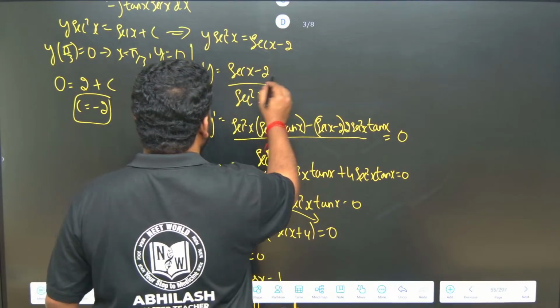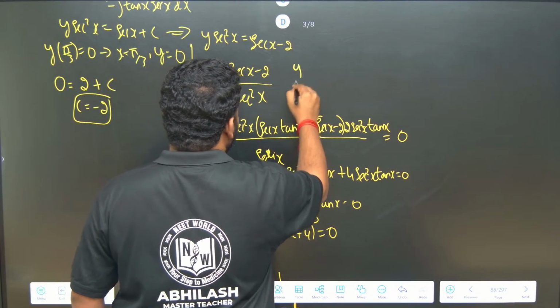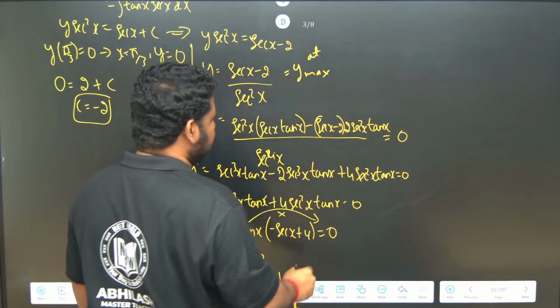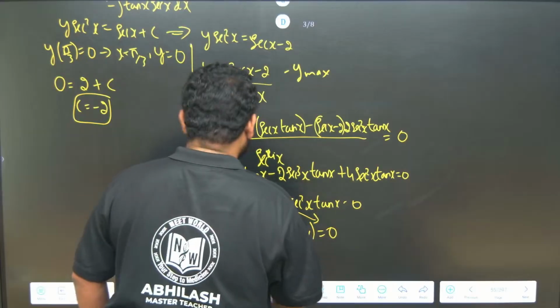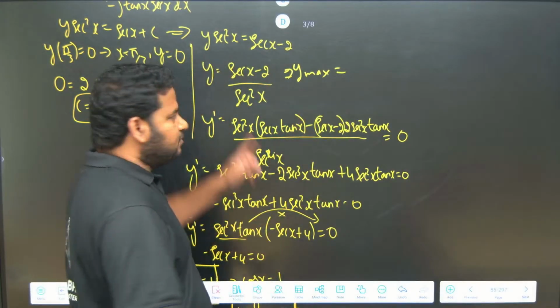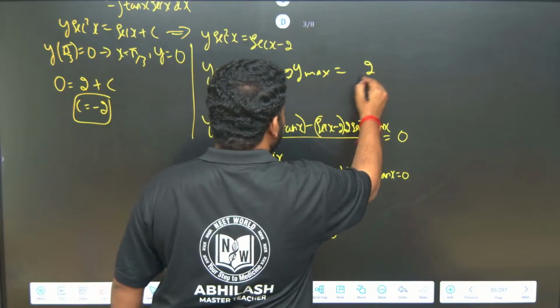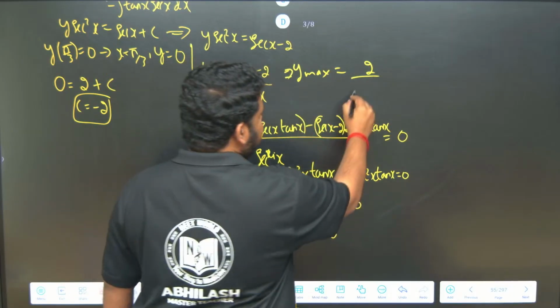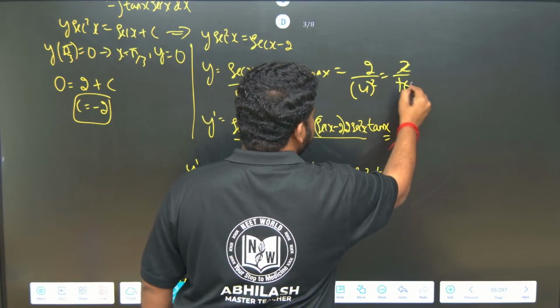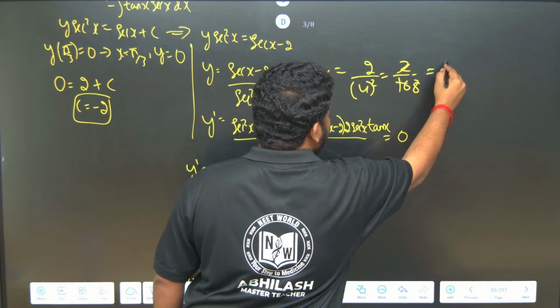So this will be 4 minus 2. So y maximum at secant x is equal to 4 will be equal to 4 minus 2, which is 2. Secant square x is 4 square, and 4 square is nothing but 16. 2 by 16, that is 2 ones are 2, 2 eights are 16, so that will be equal to 1 by 8.